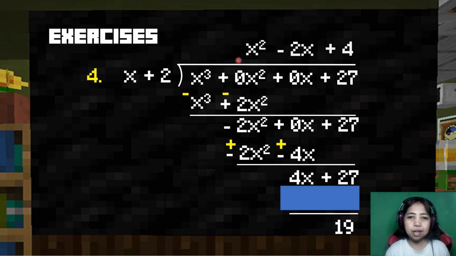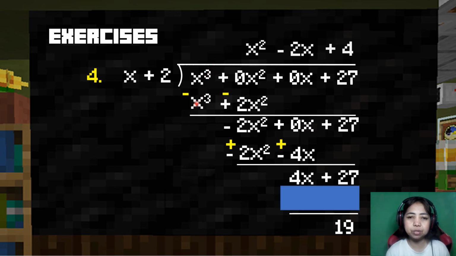That's x raised to the second power. Paano nga yun? Diba? We just copy the variable and then subtract the exponents. That's 3 minus 1. So, 2 na lang siya. And then we multiply. X squared times x. Syempre, x cubed yun. And then x squared times 2. That's 2x squared. Subtract and bring down the remaining terms. Don't forget to change the sign. This will be negative. This will be negative.